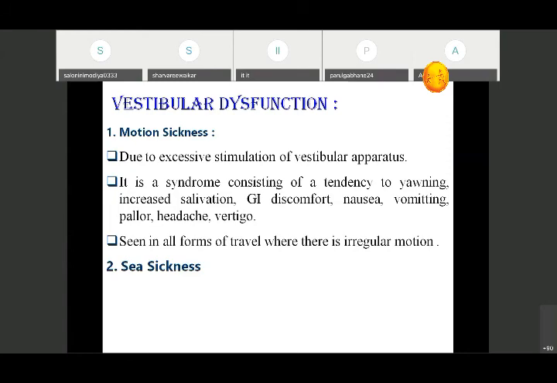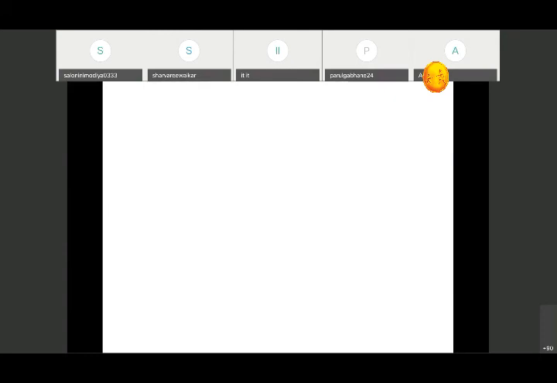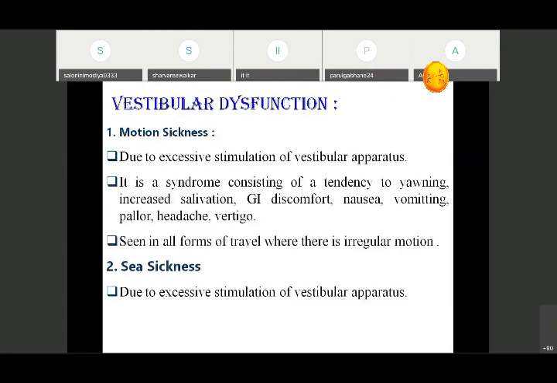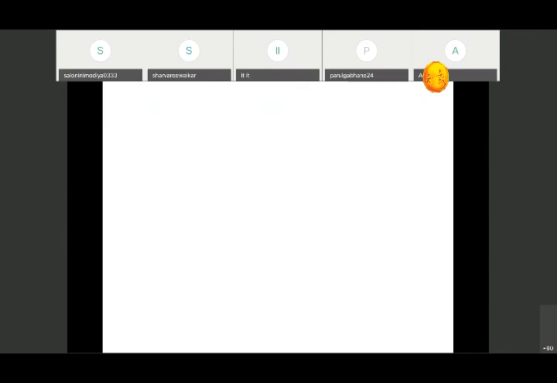Seasickness is usually seen due to excessive stimulation of the vestibular apparatus and is mainly seen in persons sailing in a ship. Motion sickness can be prevented by closing the eyes as well as by keeping a cotton plug in the ear so that it will stop the stimulation of the vestibular apparatus. So overstimulation will be stopped and the symptoms can be relieved.